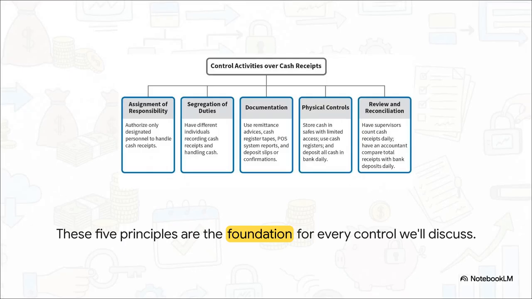And here they are, the big 5: assignment of responsibility, segregation of duties, documentation, physical controls, and finally, review and reconciliation. Now, the key thing to remember is that these don't just work on their own. They're designed to be an interlocking system. They support each other. This is the foundation for everything else we're about to cover.